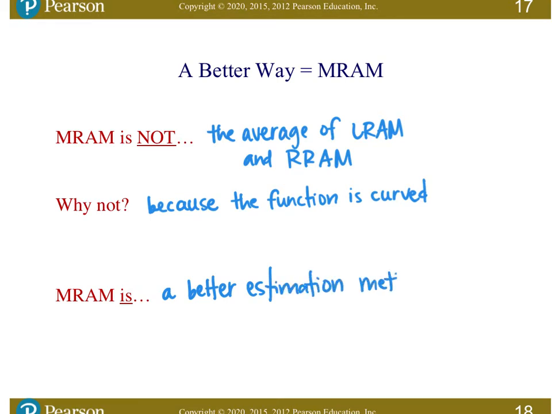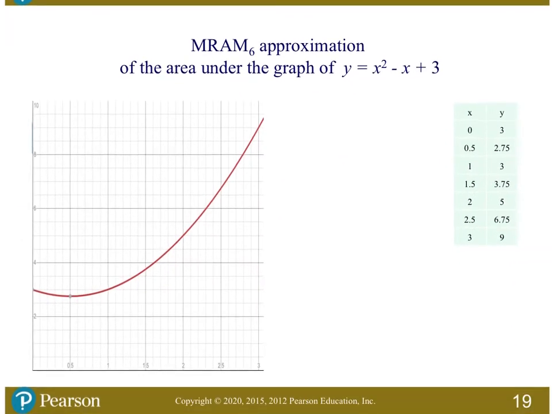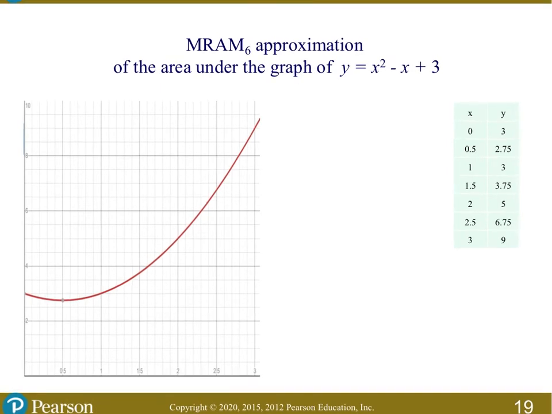So far, we'll have even better ones, but so far it's the better one that we have. So how do we improve this? Well, we do more rectangles. So now we're going to do MRAM 6.